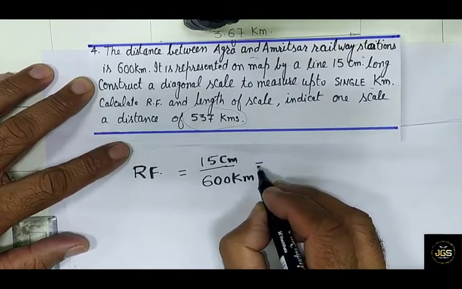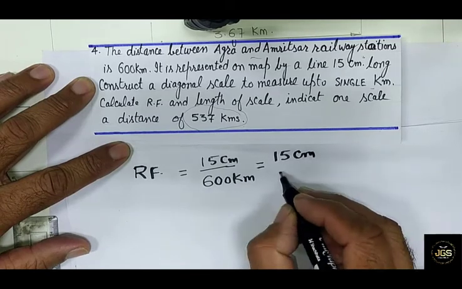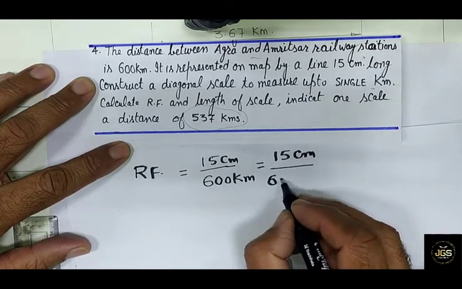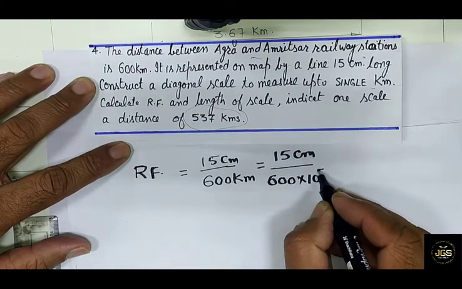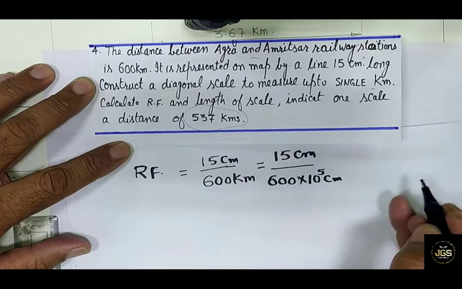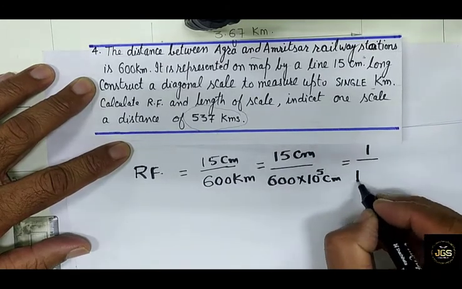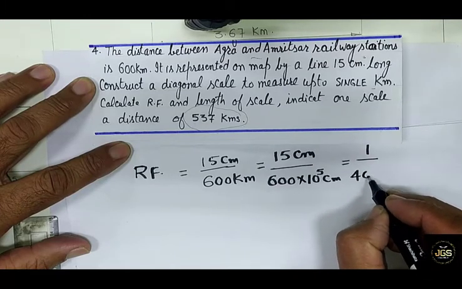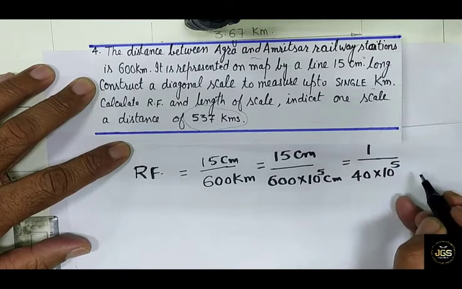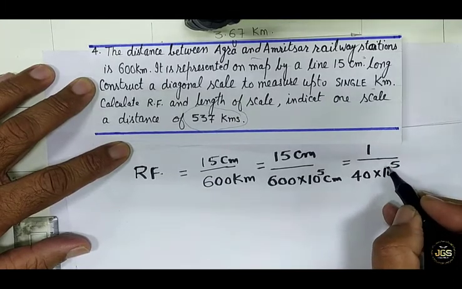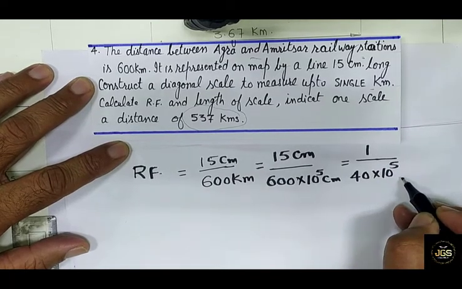So again you convert into the same unit, 15 centimeters. Then 600 kilometers means multiply by 1 lakh, or 10 raised to the power 5, so this becomes centimeters. So this comes to be 1/40 into 10 raised to 5. This is the ratio, this is the RF. It means 1 centimeter is equal to 40 kilometers.